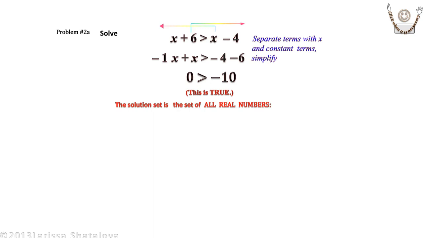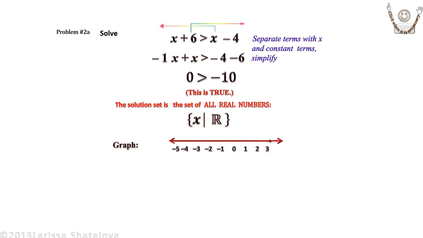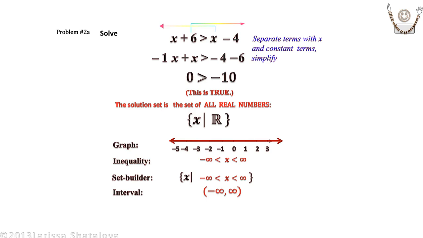You can show this as set builder notation, x in R, which stands for all real numbers. Or you can show this as a graph, a solid graph going from negative infinity to positive infinity. As an inequality, x is greater than negative infinity and less than positive infinity. For set builder, we just need to copy the inequality and the interval from negative infinity to positive infinity.